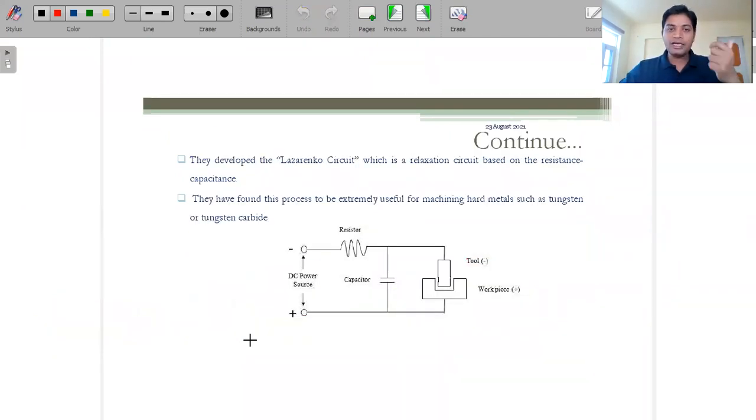So they developed the Lazarenko circuit, because here we need to generate the spark, so we have to use electric energy. We call it the Lazarenko circuit, or in other words a relaxation circuit. This is based on resistance and capacitance: resistance, which we represent as capital R, and capacitance, which is capital C. Okay guys, so this is the Lazarenko circuit, or we can say a relaxation circuit.